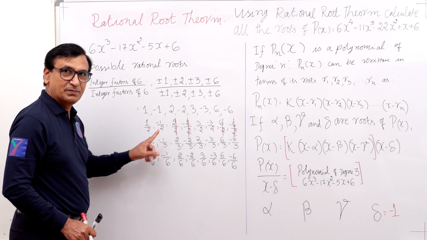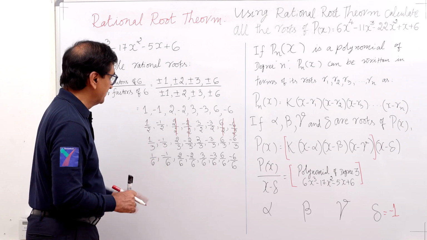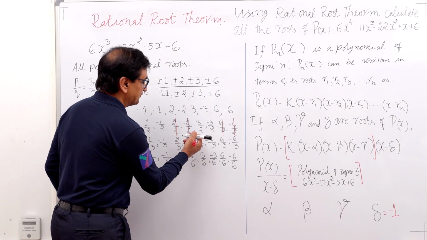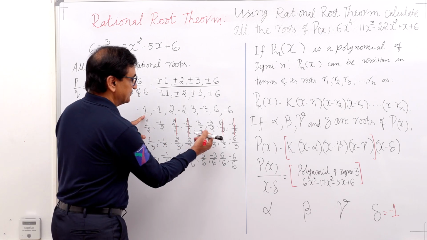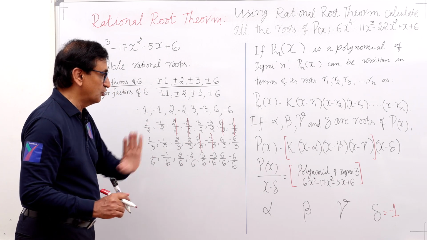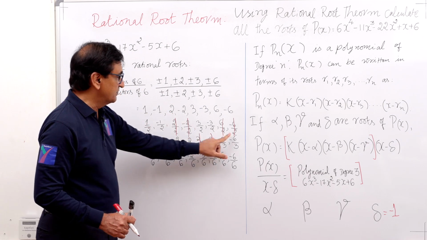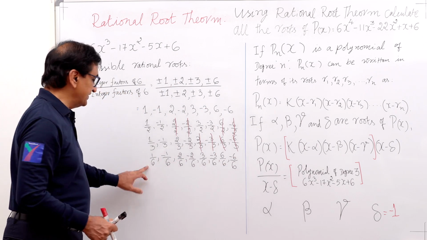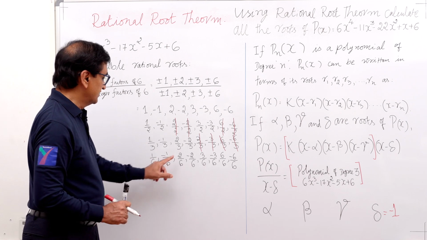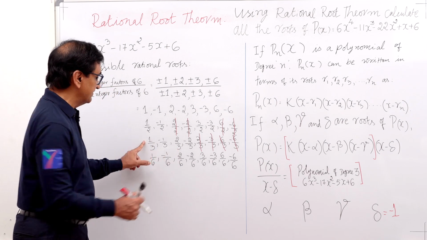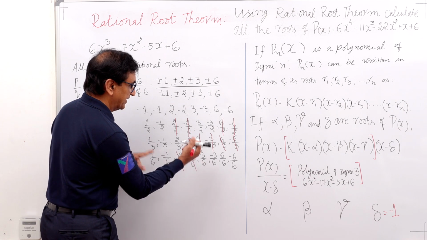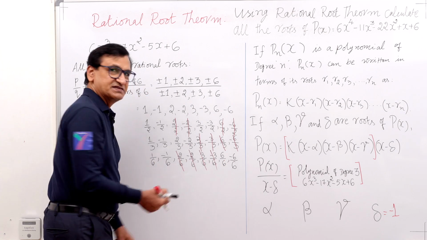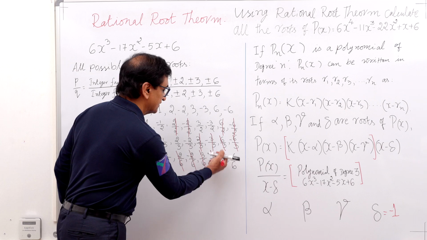Next, 1 by 3, minus 1 by 3. These two are unique, no problem. 2 by 3, unique, minus 2 by 3 also, no problem. It will continue. 3 by 3. 1 is already there, minus 3 by 3, minus 1. These two should not be considered. 6 by 3, 2 is there, minus 6 by 3, minus 2 is also there. So these two also go. Now 1 by 6 is unique, minus 1 by 6 is unique. Then 2 divided by 6, 1 by 3 already there. So this should not be considered. 3 by 6, 1 by 2 already there. So these two go. 6 by 6 is 1, minus 6 by 6 is minus 1. So these two also go.